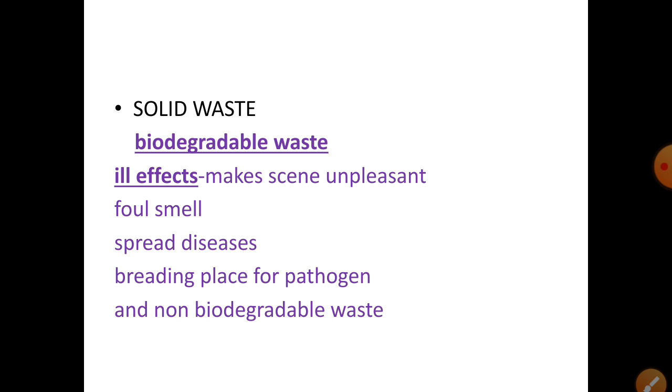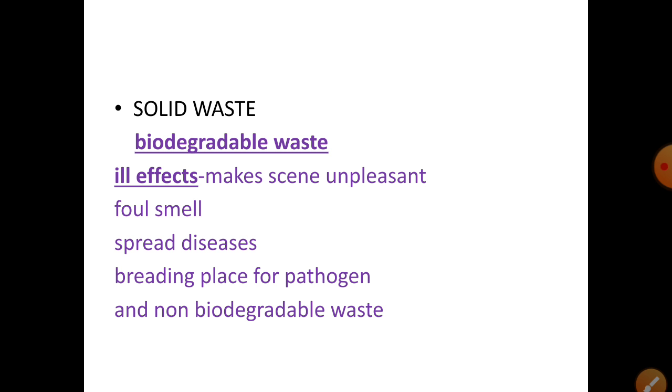Now, if we want to protect our environment, we have to protect it from solid waste. Solid waste can be biodegradable, it can be non biodegradable. Biodegradable waste gets decomposed, but non biodegradable waste does not get decomposed by microorganisms, like plastics and polythene. So, we will discuss the difference in detail.